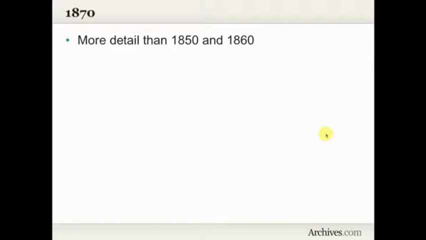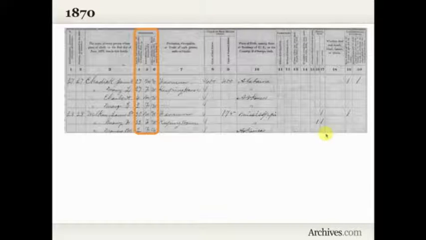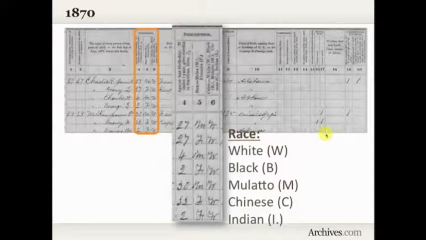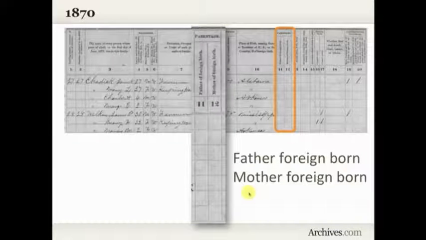Now, in 1870, we start to see even more detail than we saw in 1850 and 1860. So here in the personal description section, in the 1870 census, we have two more options for the census taker to reflect race. We have now added Chinese and Indian. And again, with the options that we had before for white, black, and mulatto. And in the 1870 census, we see the first time that they ask questions about the origins of the parents. And they're asking if the father was foreign-born or if the mother was foreign-born. And it doesn't list what country they were born in. It's just going to have a check mark if the person was born in some place other than the United States. So again, not a great deal of information, but it is a good clue to see if that person's father and or mother were born in some place other than the United States.